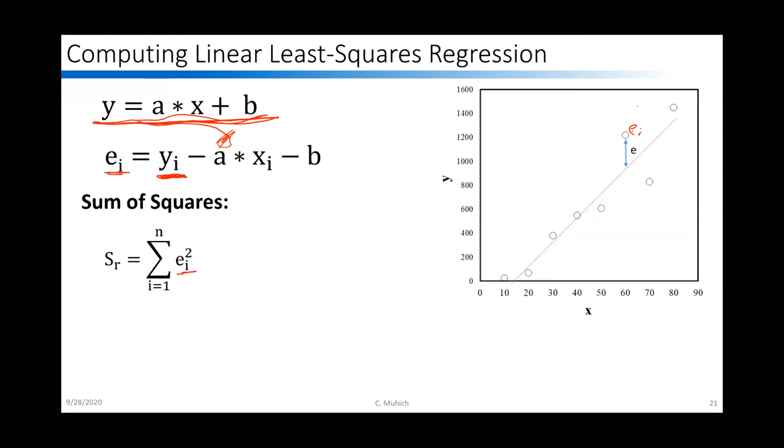If we want to minimize our error, we just need to recast this problem as a calculus problem. Here I have a function, S_r, which is the sum from i equals 1 to n of (y_i minus a x_i minus b) squared. Here's an equation, and I want to minimize my error. I want to make the error as small as possible by changing a and b.